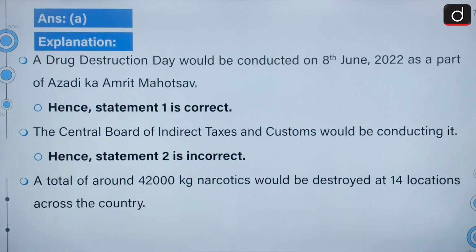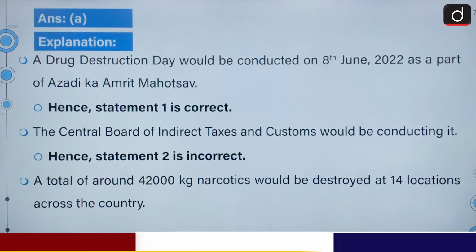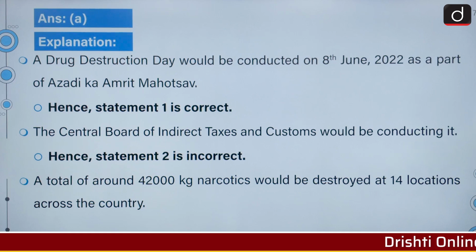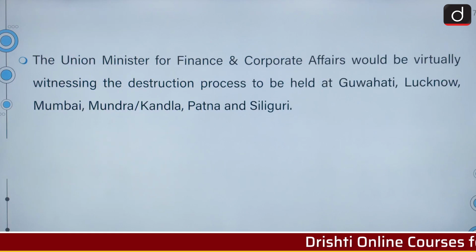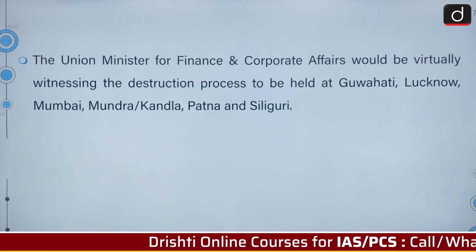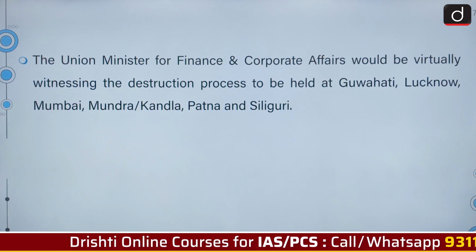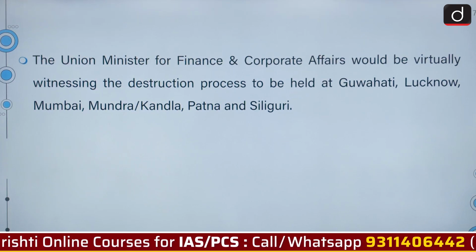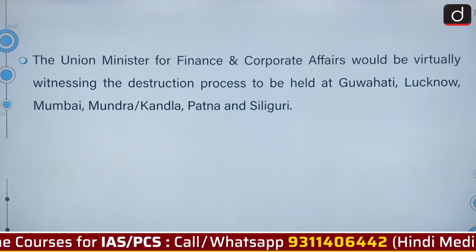A Drug Destruction Day would be conducted on 8th June 2022 as a part of Azadi Ka Amrit Mahotsav, the Central Bureau of Indirect Taxes and Customs would be conducting it. A total of around 42,000 kg narcotics would be destroyed in 14 locations across the country. The Union Minister for Finance and corporate affairs would be virtually witnessing the destruction process to be held at Guwahati, Lucknow, Mumbai, Mundra, Kandla, Patna and Siliguri.